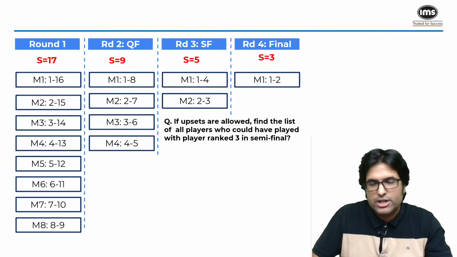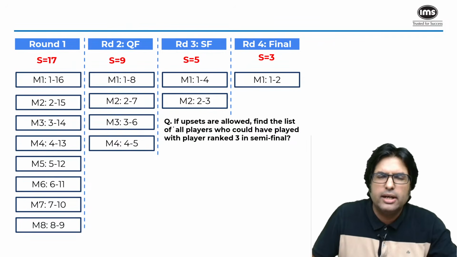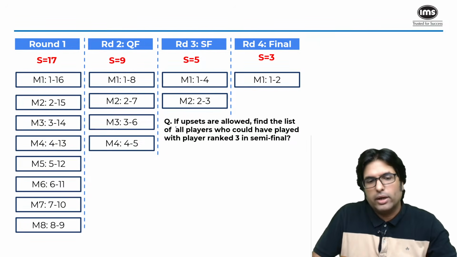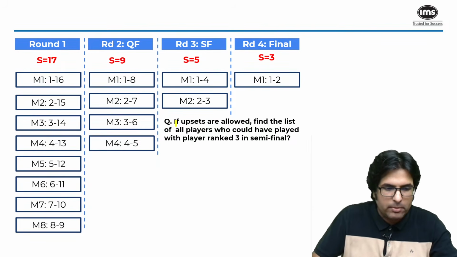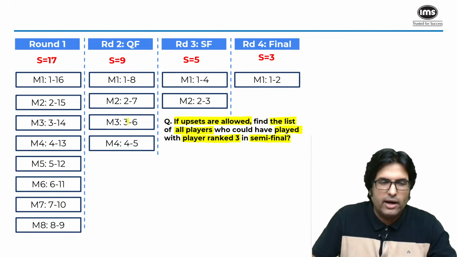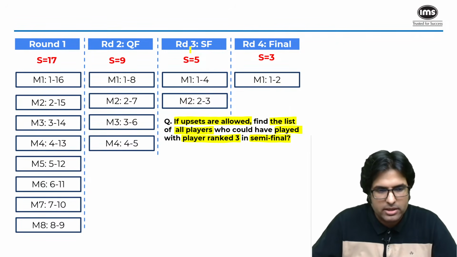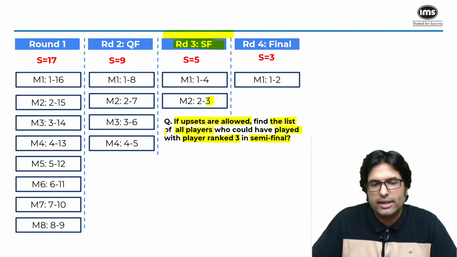This is again a super challenging question. I'll try my best to first explain the logical way and then create a ridiculously easy way out so that we could get the entire list. Let's look at this question type. If upsets are allowed, find the list of all players who could have played with player ranked 3 in the semi-final. I've taken 16 players just to understand the question, and then we would apply it as usual to a larger number of players. This second stage is your semi-final, and player rank 3 is here. So who could have played player rank 3 in the semi-final?